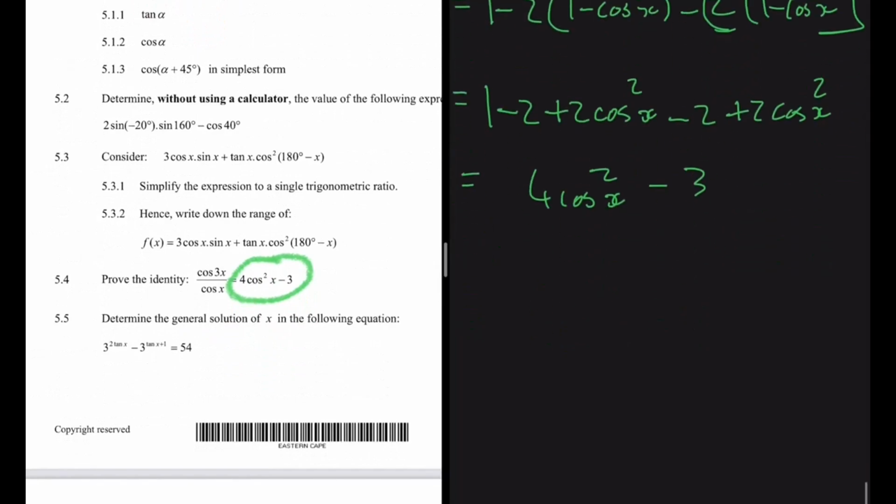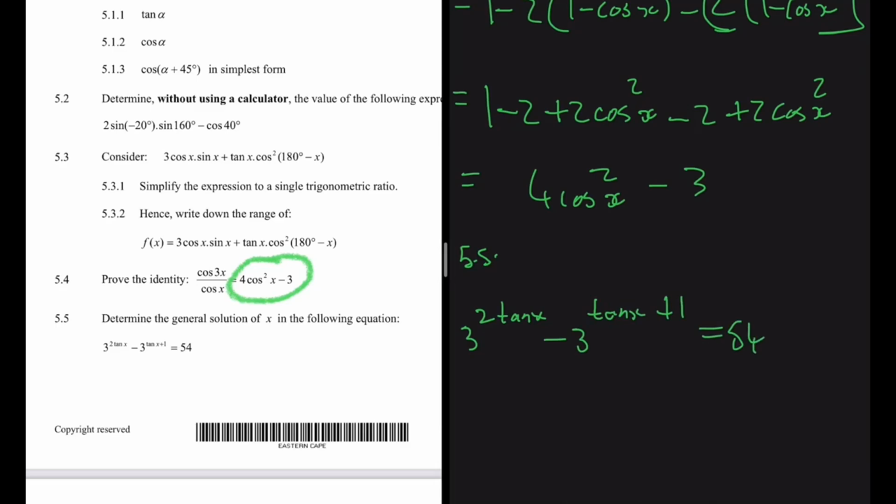Let's move to 5.5. 5.5 says to determine the general solution of x in the following equation. Which equation do we have? We have 3 to the 2 tan x minus 3 to the tan x plus 1 being equal to 54.